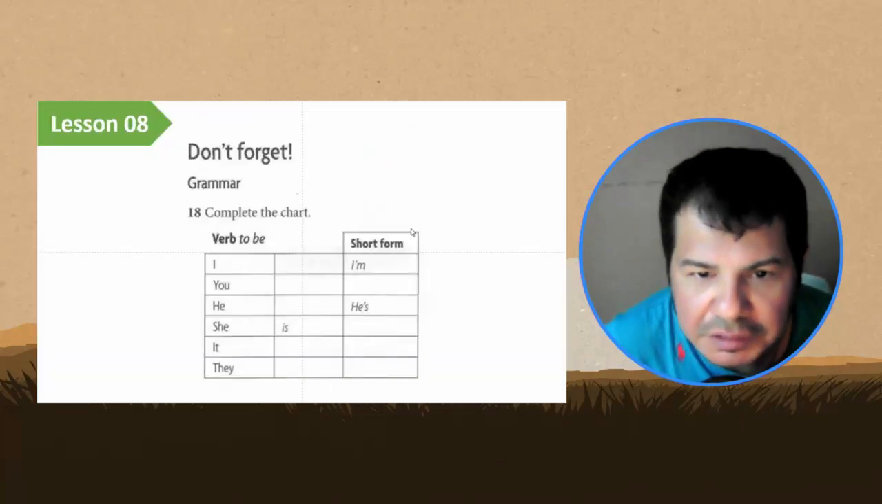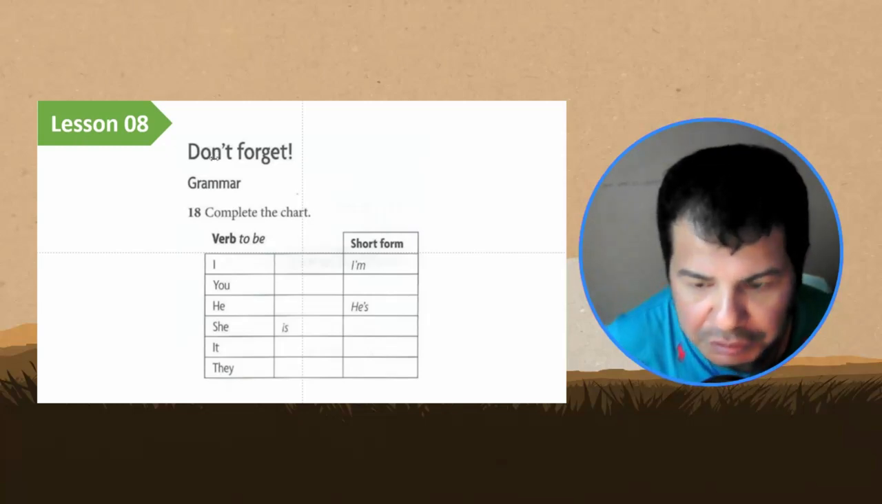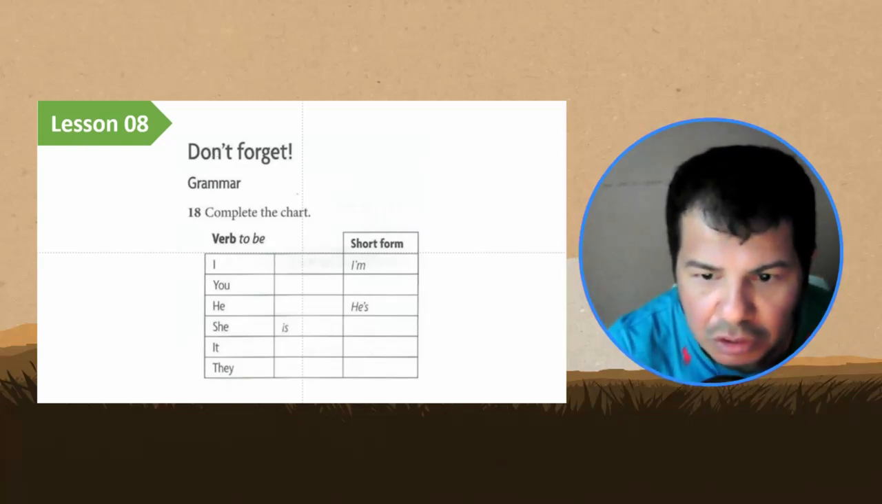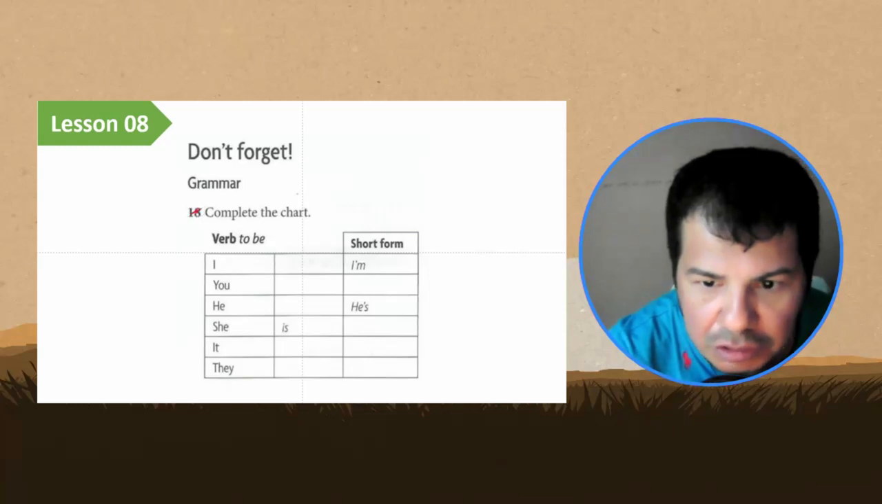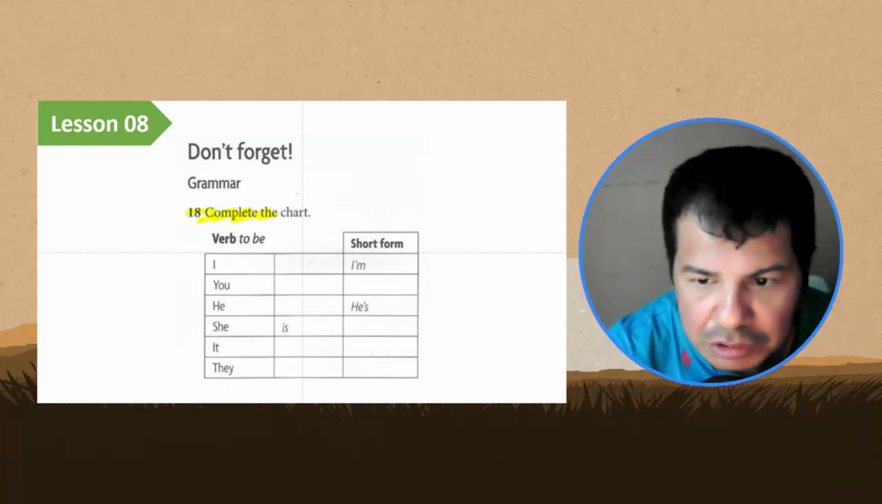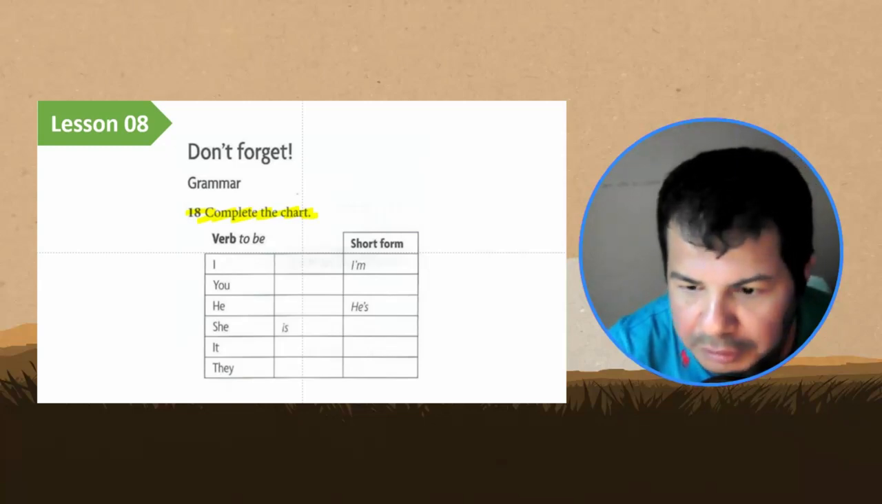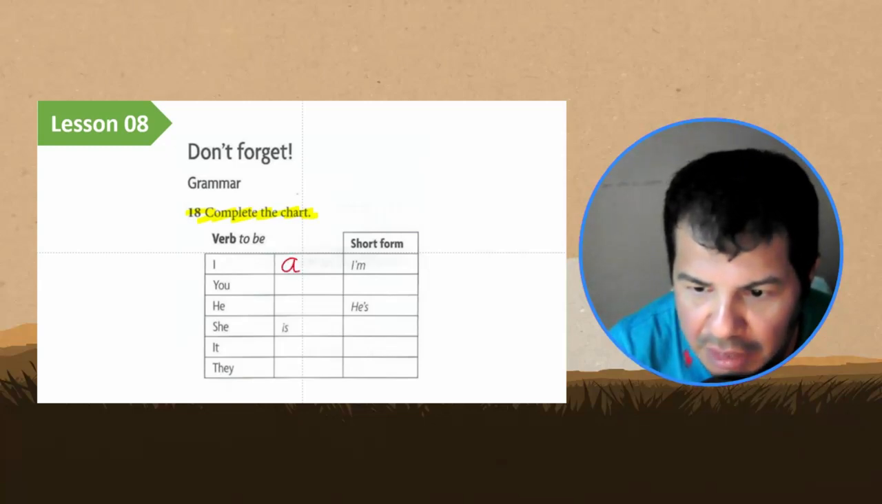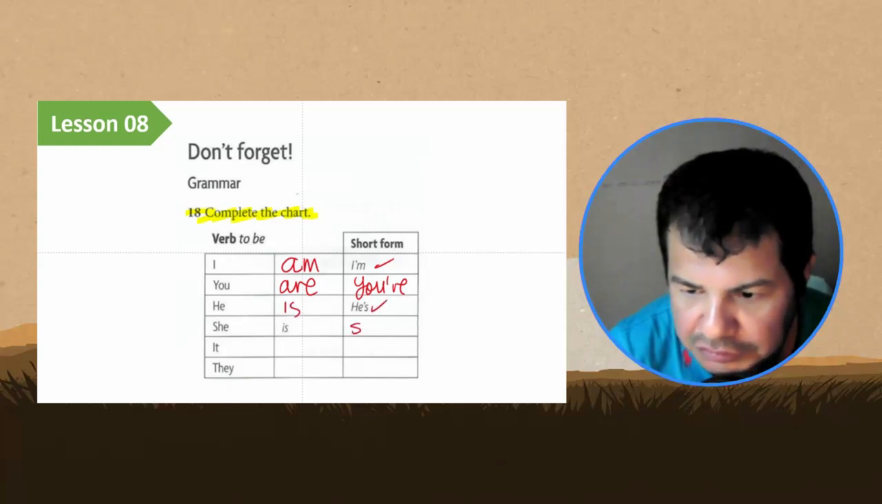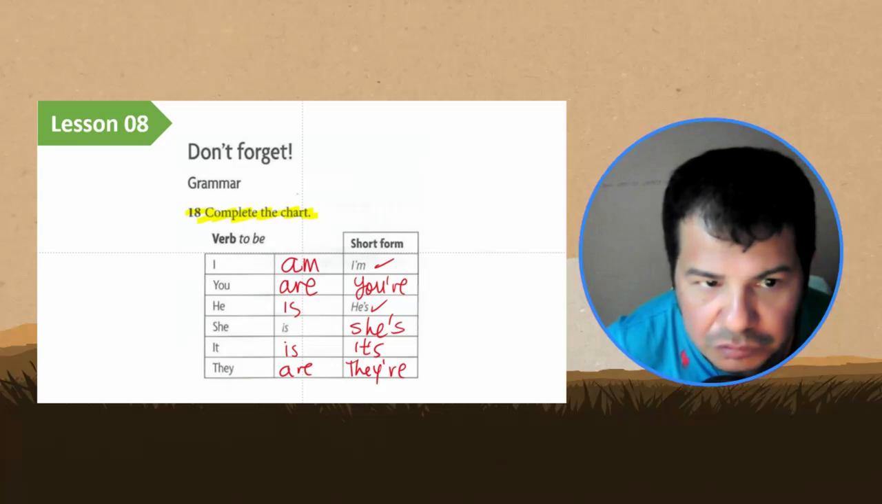Entonces continuamos. Aquí tenemos la Lesson Number 8, Don't Forget. Vamos a completar. ¿Qué nos dice aquí? Complete the chart. Lo que quiero hacer es complete the chart. Completemos el recuadro, the chart. Por ejemplo, aquí es I am, I'm, you are, your, he is, his, she is, she's, it is, it's, they are, they, there, sería más corto.